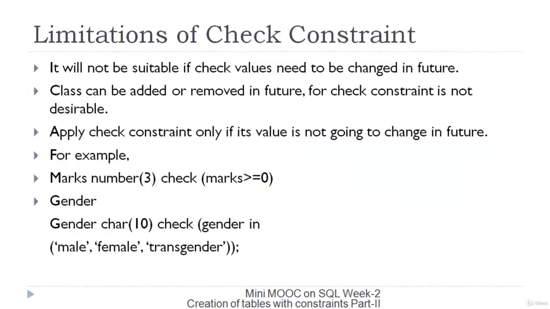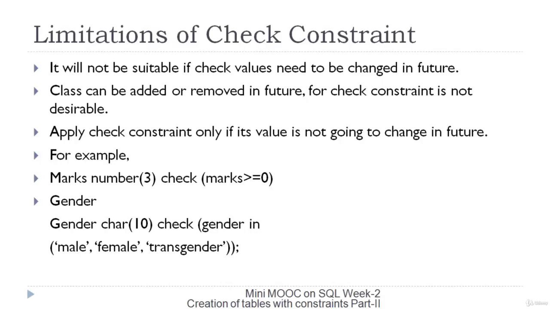So we can summarize that check constraint has its own limitation. It cannot be applied on those columns whose value is going to change in future. It can only be applied on those columns whose value is not going to change in future.